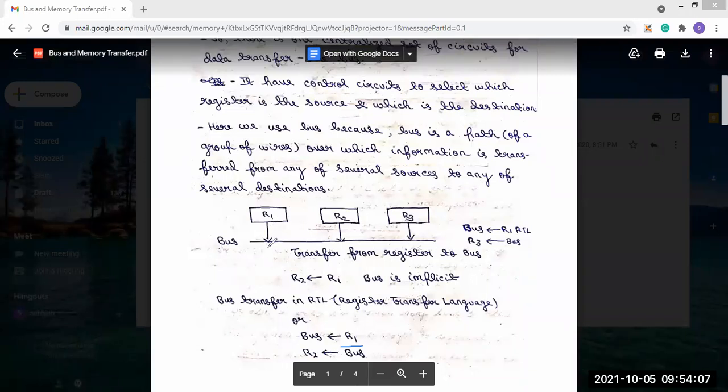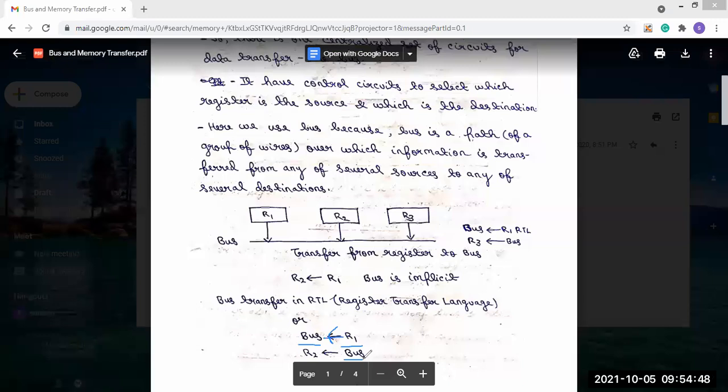And the position to which the data is to be transmitted is to be written on the left side. You see that an arrow is given, and this arrow suggests that the data present inside the R1 register is transmitted to the bus first. So from R1 the data will be transmitted to the bus, and from the bus the data will be transmitted to R2. That means if the R1 and R2 registers want to communicate, then the process will be like this.